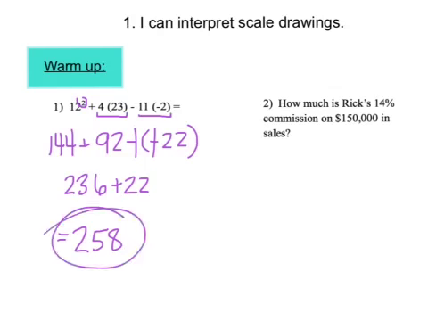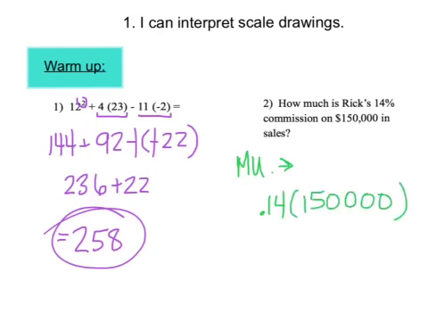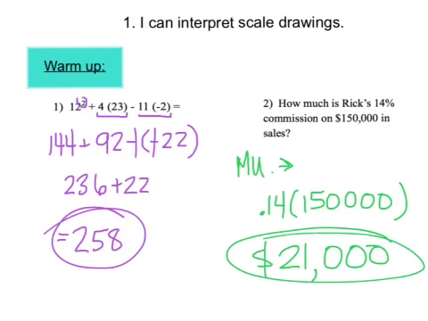The next problem is commission, which is our markup problem. So, how much is his 14% commission on $150,000 in sales? All we need to find is the markup. So we take our percentage as a decimal times 150,000. So 0.14 times 150,000 equals $21,000. And that's the 14% that he earned on the amount that he sold.